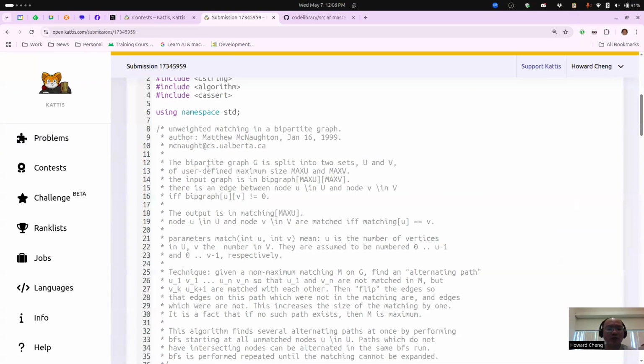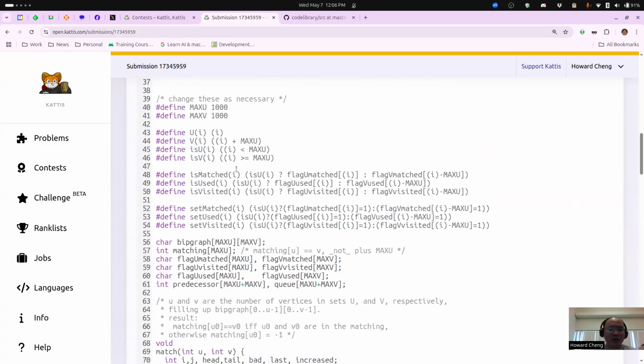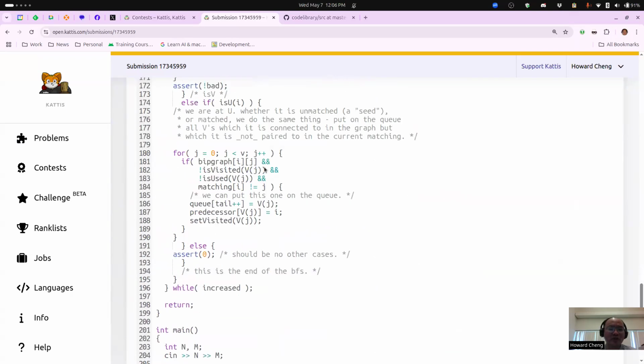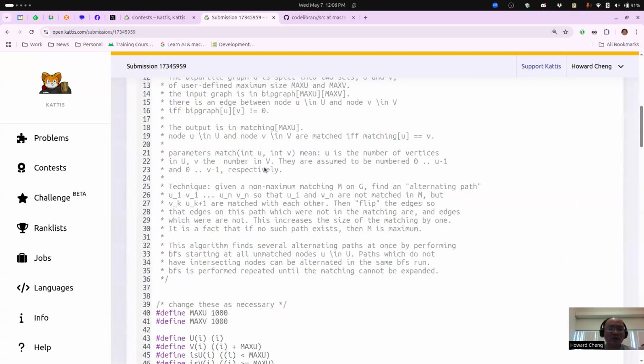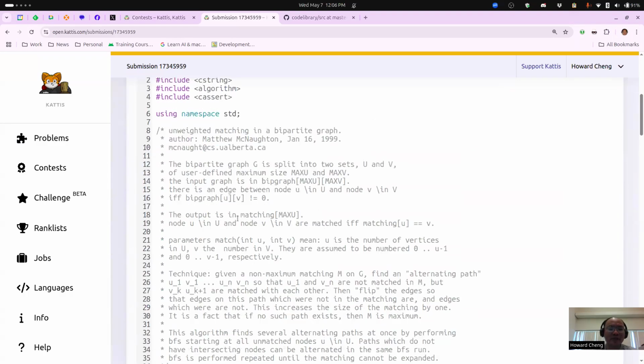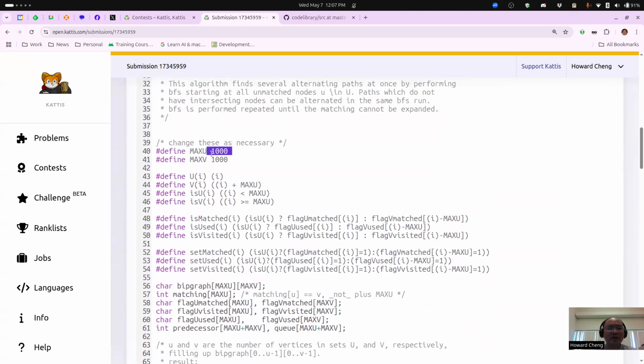So the first part is just including the library. In a real contest, you have to write it up, but here just assume you copy and paste. But of course, you also have to know exactly how this is done and how to use it. There's something called a bipartite graph, and max U and max V have to be defined as the maximum number of nodes on each side.